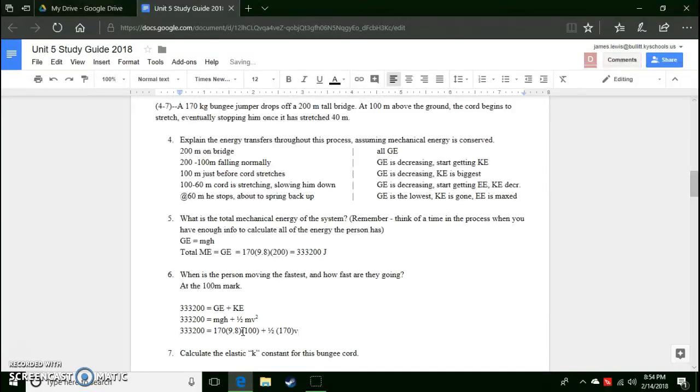170 v squared. And then you can solve that. So first of all, let's multiply this out. Since my phone seems to want to bother me so much, I'm going to do that on the calculator on the phone. So 170 times 9.8 times 100.